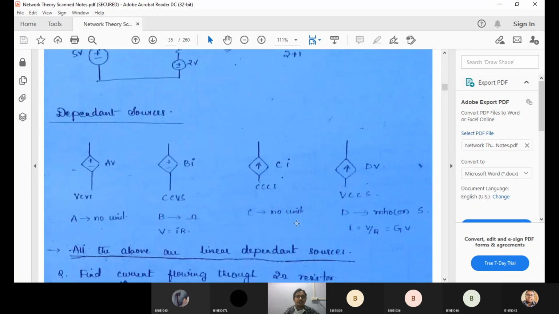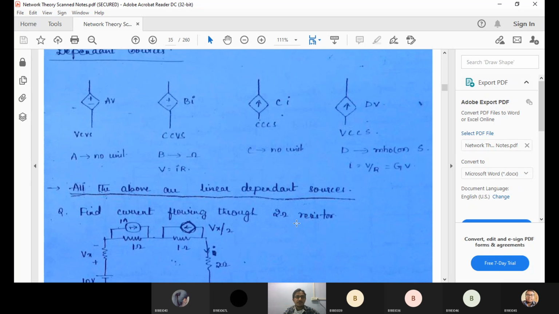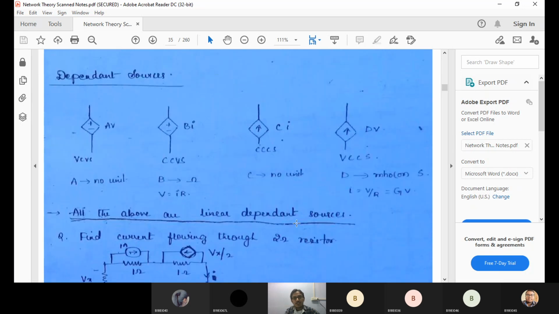Next, dependent sources. We have seen them in the beginning. So voltage controlled voltage source, current controlled voltage source, current controlled current source, and voltage controlled current source. These are the 4 types of dependent sources that we are having.